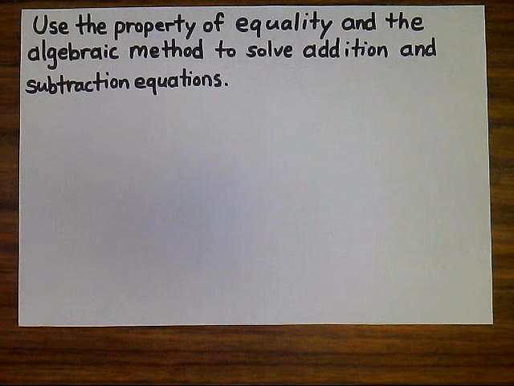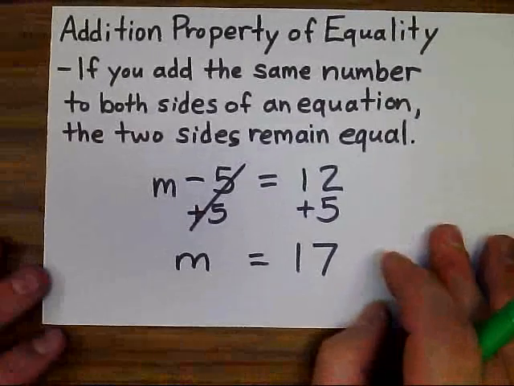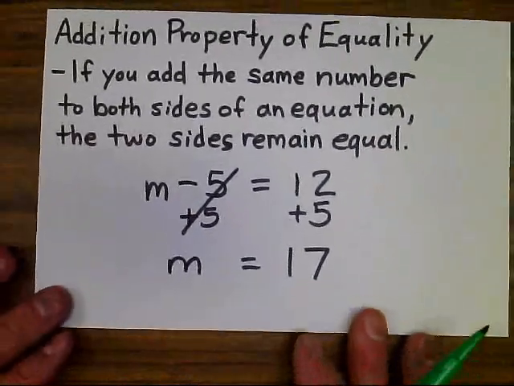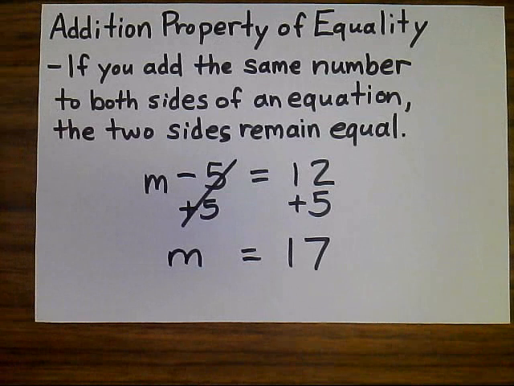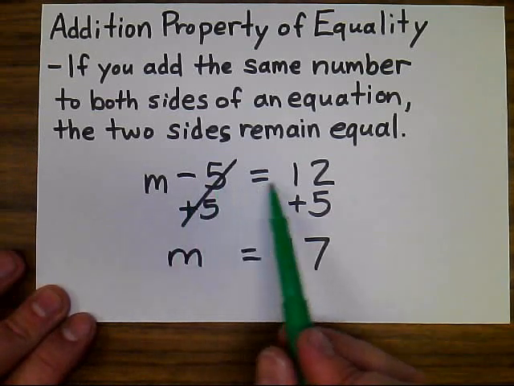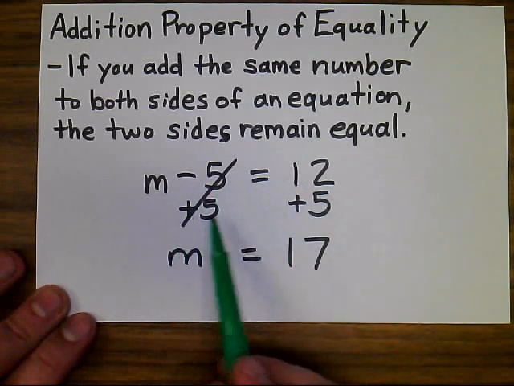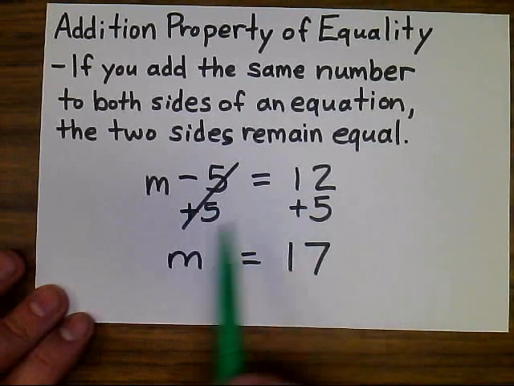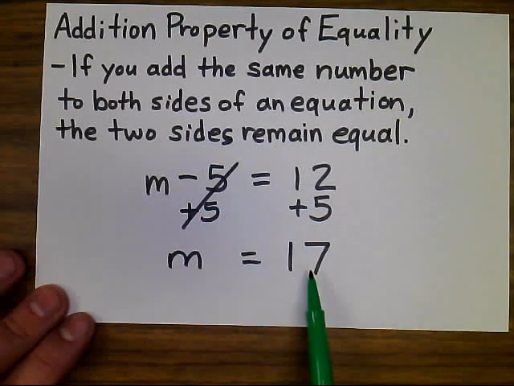So if we're going to do that, we need to know what the property of equality is. We're going to start with the addition property of equality. The addition property of equality states if you add the same number to both sides of the equation, the two sides remain equal. So in our initial equation, m minus 5 equals 12. If I add 5 to both sides of that equation, it changes it to m is equal to 17.